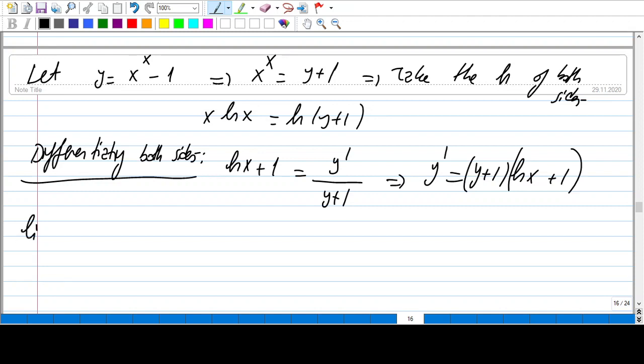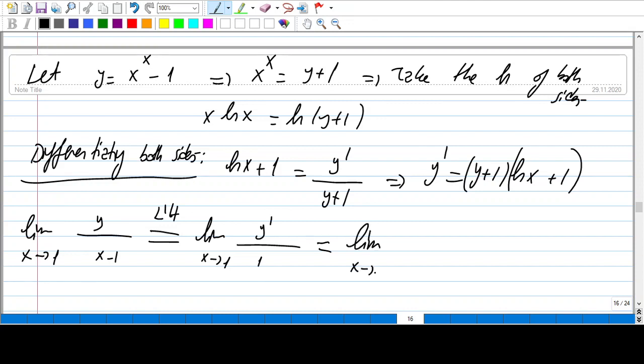So now go back to the question, limit x to 1 of y over x minus 1. This is of the form 0 over 0, so we can apply L'Hopital. So then the limit x to 1 will be y prime over the derivative of x, which is 1. In other words, I evaluated y prime in order to calculate this limit. Now, instead of y prime, you can write directly limit x to 1 of y plus 1 times ln x plus 1, over 1, of course.